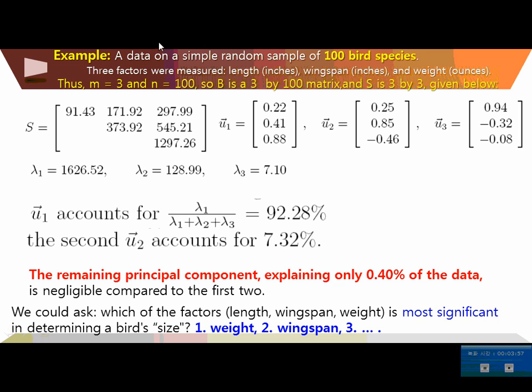Here is one example. We have data on a simple random sample of 100 bird species, and three factors were measured: the length of a bird, the wingspan of a bird, and the weight of the bird. So we have three factors, so m is equal to 3, and we have n equal to 100, so the matrix is a 3 by 100 matrix. If we multiply by A transpose, we will have a 3 by 3 matrix. This 3 by 3 matrix is symmetric and has 3 eigenvalues, and we can find the corresponding eigenvectors.